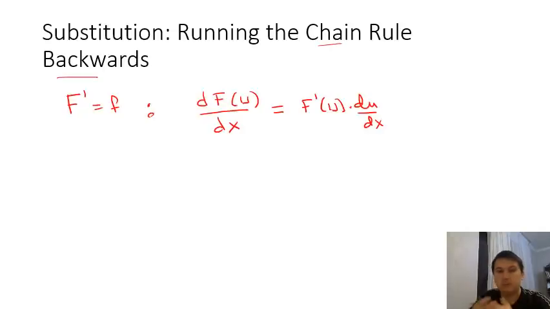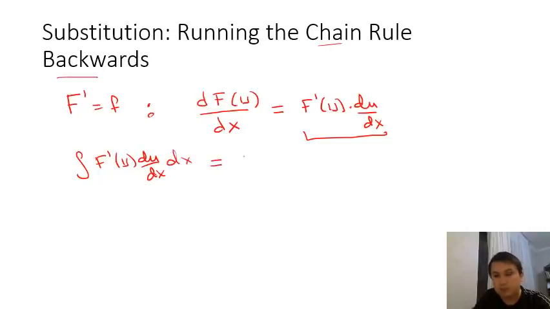So the derivative of F of u with respect to x is F prime of u times du/dx. In other words, this right-hand side is the derivative of capital F of u, which means capital F of u is the antiderivative. So if I were to integrate F prime of u times du/dx with respect to x, I should be getting F of u, right?